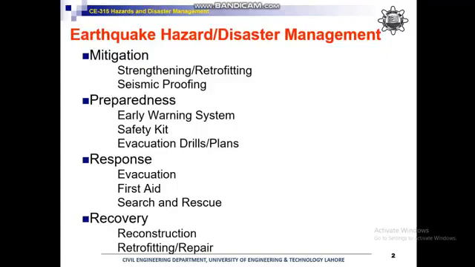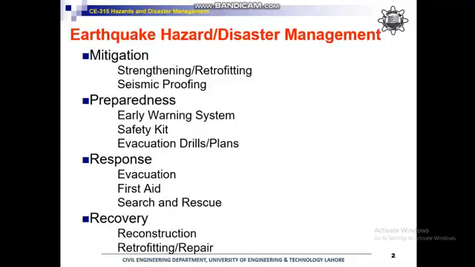So that was one important point, that these strengthening or retrofitting techniques, seismic proofing techniques, are above the code provisions. First we have to ensure that code provisions are met, and then to further improve the seismic behavior of those structures, we can incorporate these techniques. Then the next stage, that is preparedness.